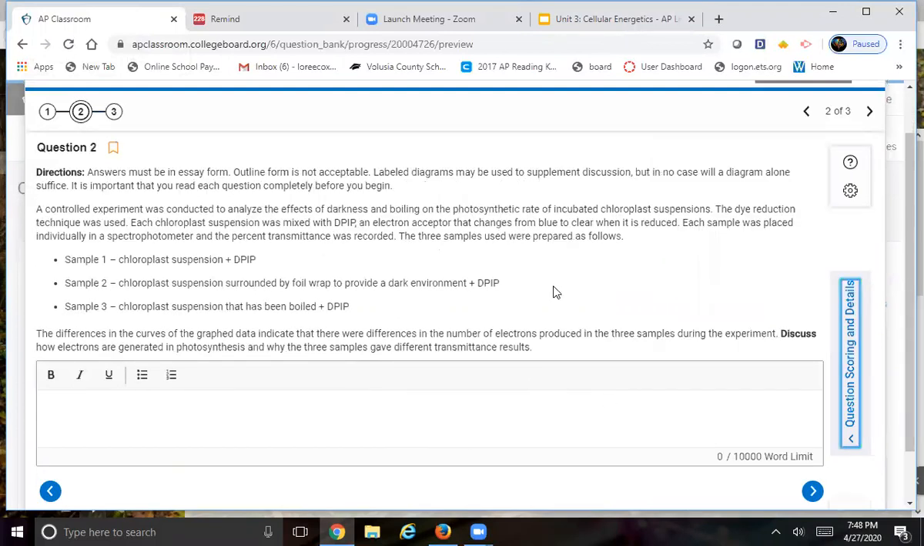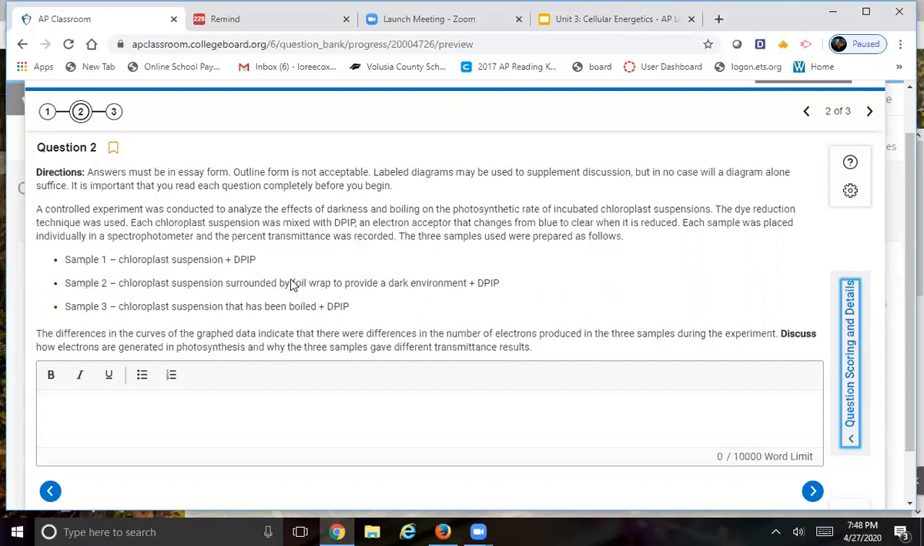Now, this one's a little tricky. A controlled experiment was conducted to analyze the effects of darkness and boiling on the photosynthetic rate of chloroplast suspensions. That means we had the chlorophyll pigment there, and it was in a suspension, meaning it could still do photosynthesis, right? So it was suspended in a solution, and then they were going to look for something to be present to see if photosynthesis was happening or not.